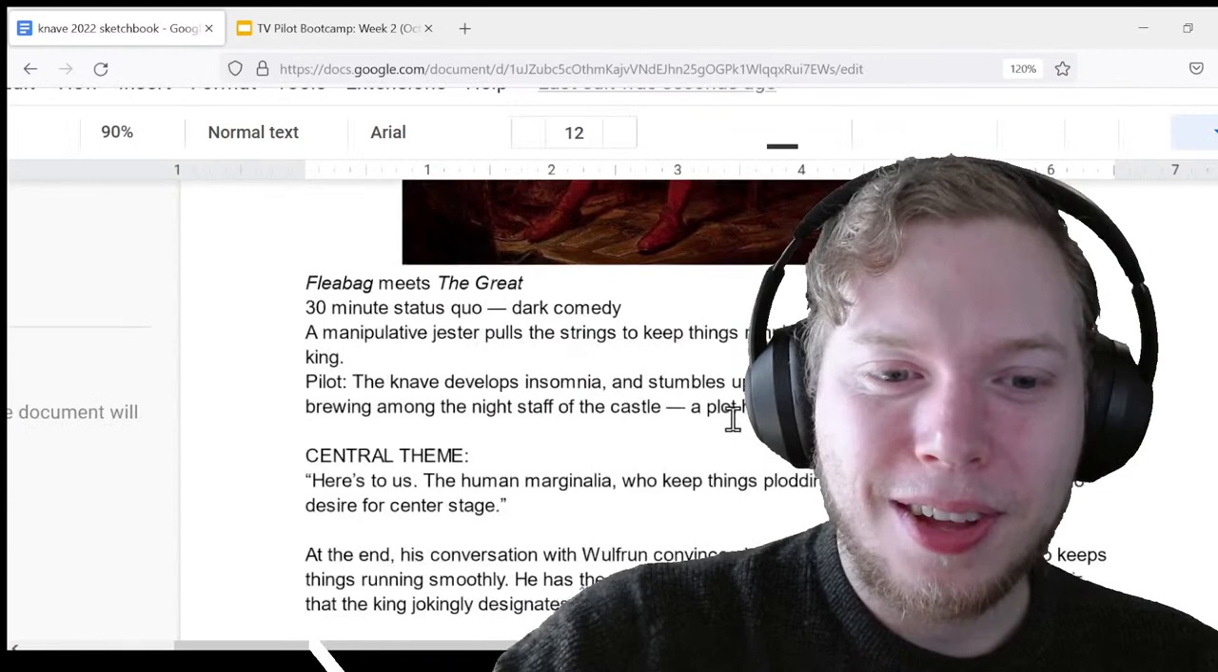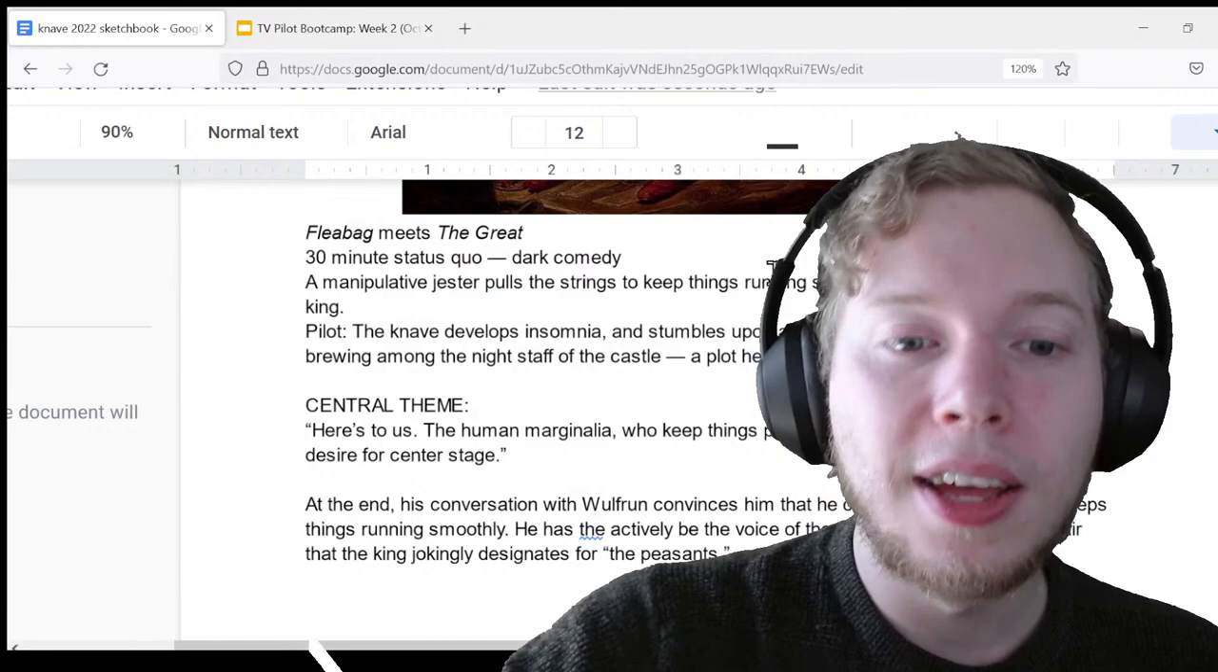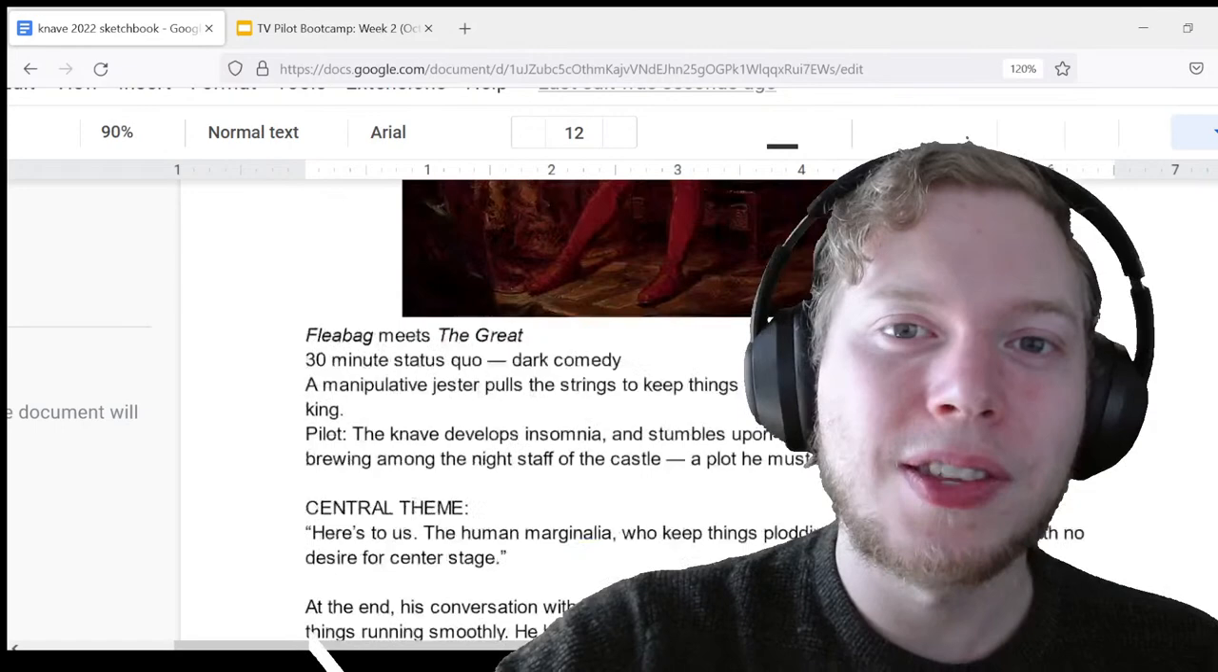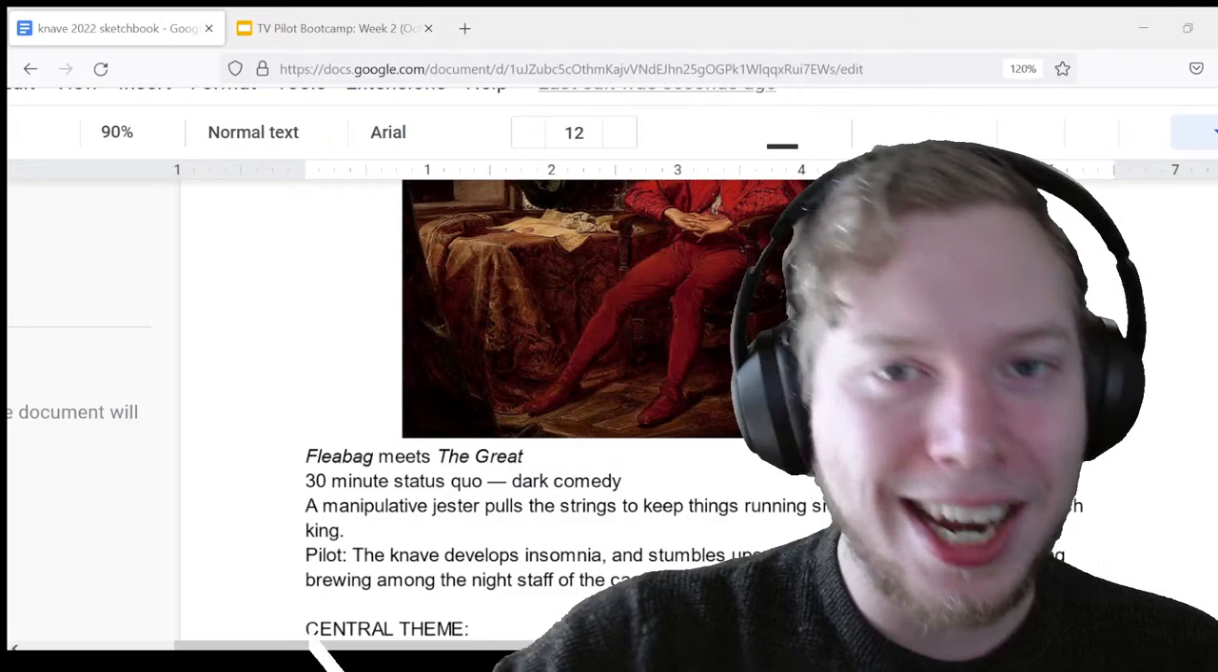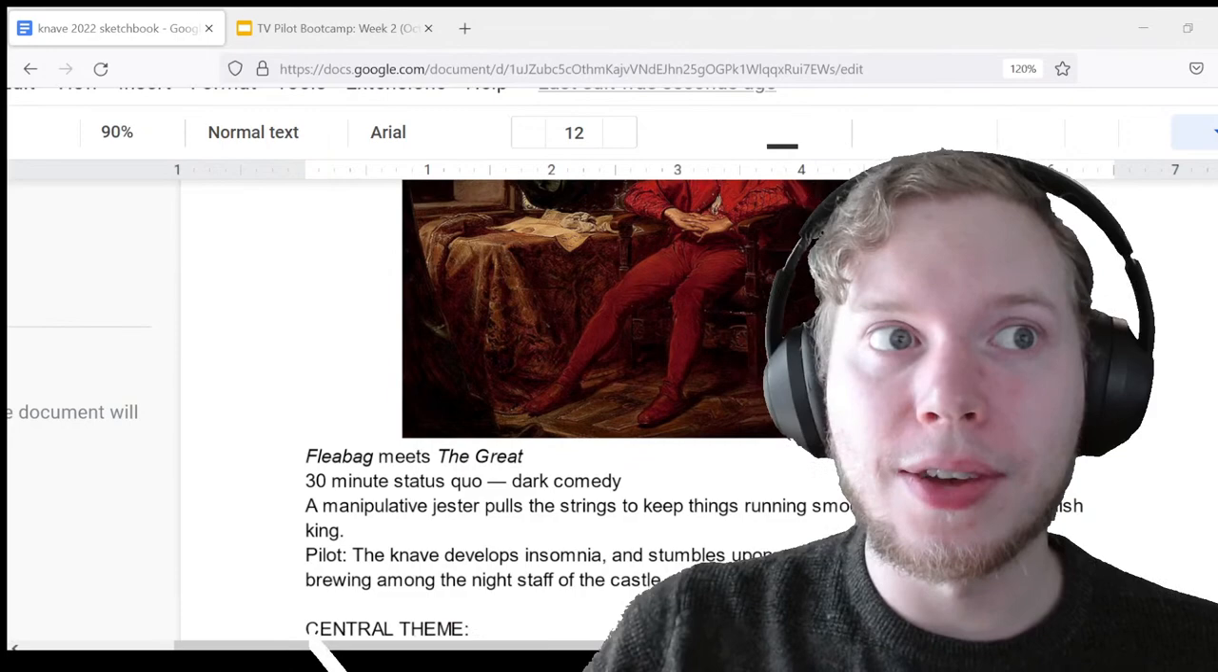The logline might look something like this. A manipulative jester pulls the strings to keep things running smoothly in the court of a foolish king. That's the idea of the show. It's a jester that manipulates things to keep the kingdom from falling apart as he's surrounded by idiots who are doing everything they can to get the kingdom into war and conflict, and he's the one who has to sort of trick people into doing the right thing.